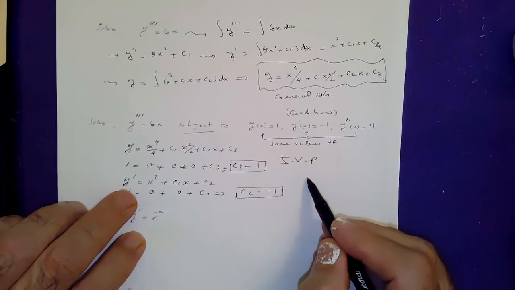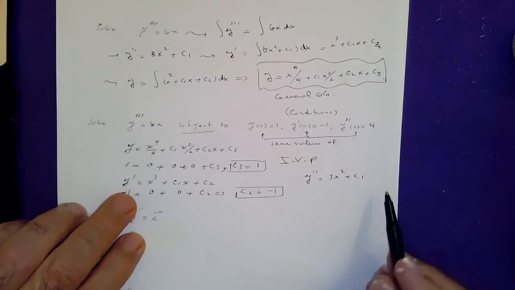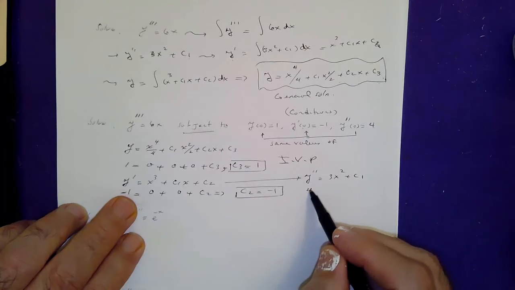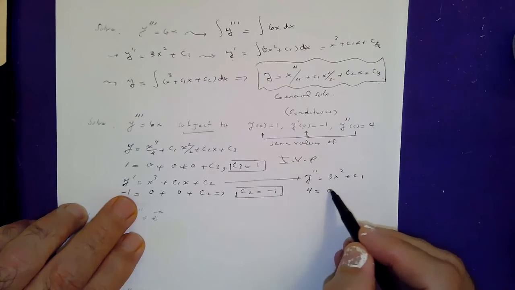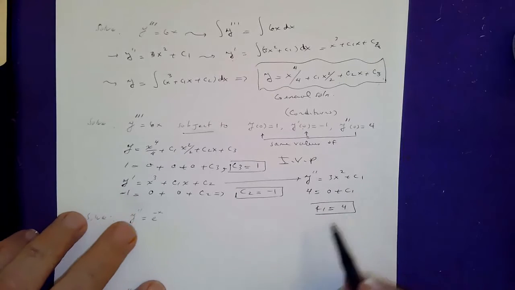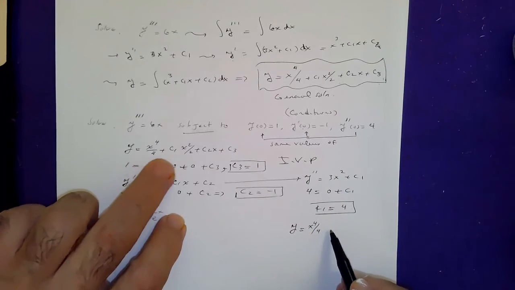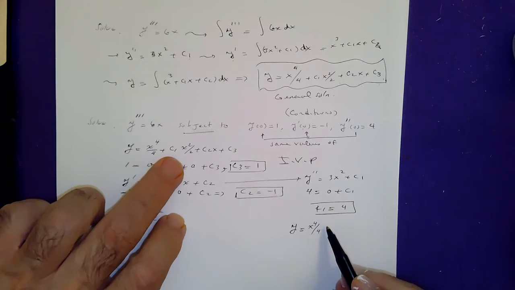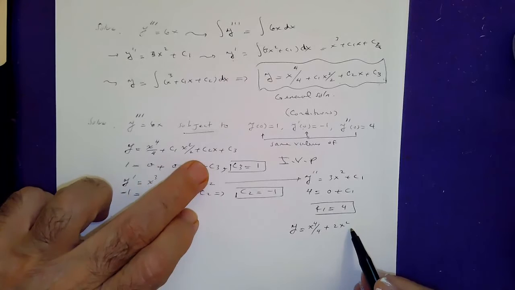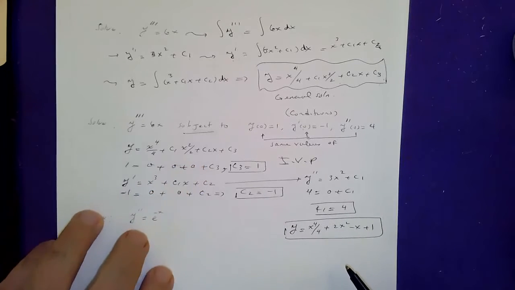So I'm going to take one more derivative. So that would be like 3x squared plus c1 from here. And then I'm going to impose the condition. So y double prime is 4 according to the condition when x is 0. So what does that tell us? c1 is equal to 4. So therefore, the solution is x to the 4 over 4 plus 4 over 2, which is 2x squared, minus x plus 1. So this should be the final answer.